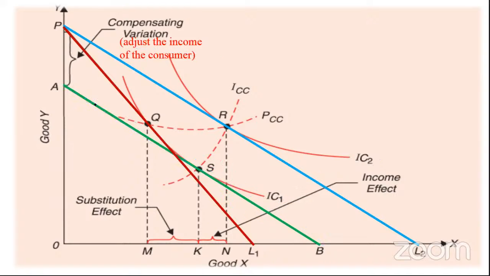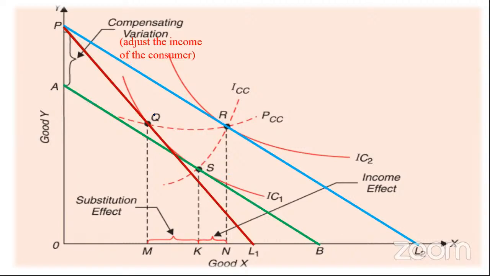Here two conditions are there. First, the compensating budget line AB is parallel to PL2. Second, the compensating budget line AB is compulsorily tangent with the initial indifference curve IC1. Why? Because by tangenting with the initial indifference curve, we are giving the equilibrium position: the consumer is in equilibrium, indifferent, at the previous indifference curve. So we compulsorily make it tangent.